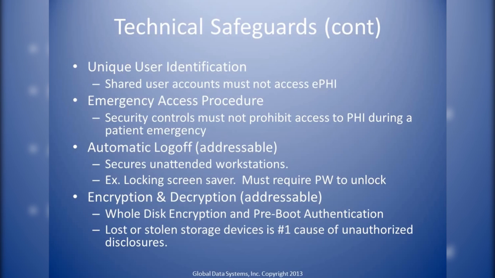Audit controls. Not only do we need to control who has access, but we need to have records of who accessed what that we can refer back to later. Again, an auditable paper trail. Integrity, we'll talk about when we get to it, but that's basically controls to ensure that we can trust the information, that it hasn't been changed or altered in an unauthorized way. Person or entity authentication, in my opinion, really falls under access controls, but the way the rule was written, they made it a separate technical safeguard category. We'll talk about that one, but you'll see how it ties directly into access controls.